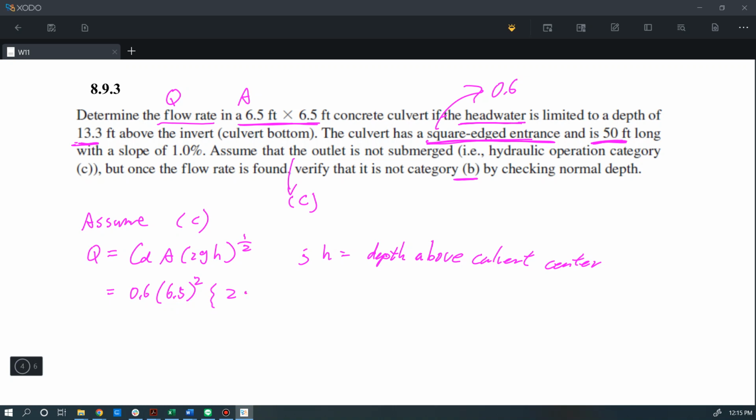Okay, then we just plug in the rest of the numbers, 2 times g, which is 32.2, times the H. You need to calculate the average depth above the culvert center. So it's 13.3 minus 6.5 divided by 2, and the entire term to the power of 1/2. Then you can get that the Q is equal to 645 CFS.